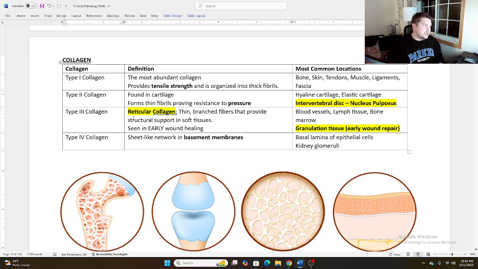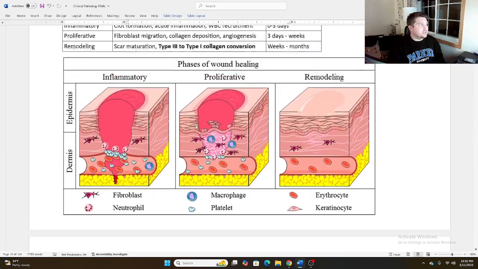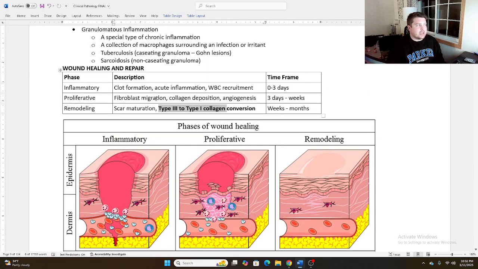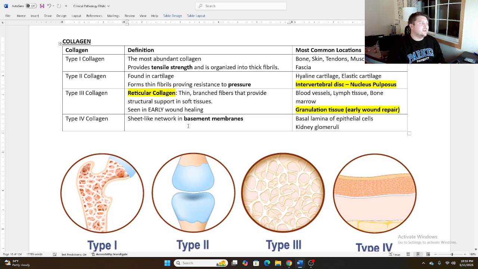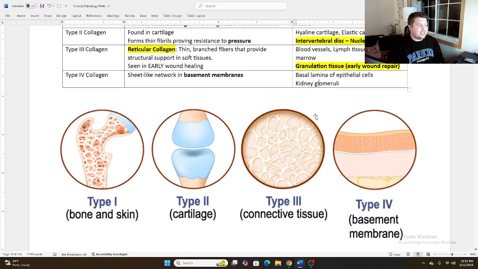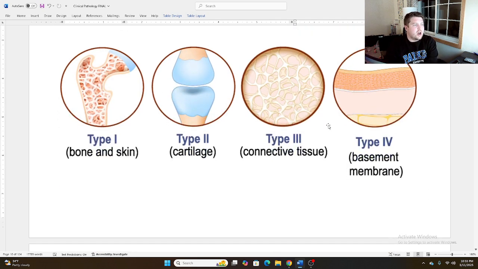Type 3 collagen is known as the reticular collagen, and it is seen in that early wound healing. We see that it gets converted to that type 1 collagen after it's been processed and put into where it needs to be. And it's in the blood vessels, lymph tissue, and the bone marrow. Type 4 collagen, nothing too crazy. It's found in basement membranes, specifically epithelial cells, and also the kidney. Here I have just some images of each of those.